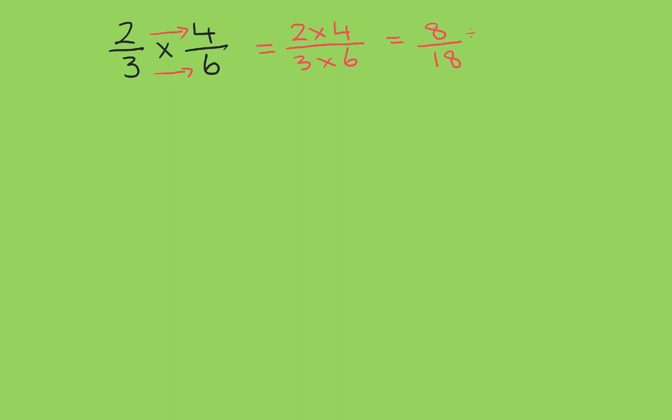Now we can simplify that. Divide by 2. Top and bottom got to be the same number that we're dividing by here, same number. And that gives us 4/9. Excellent.